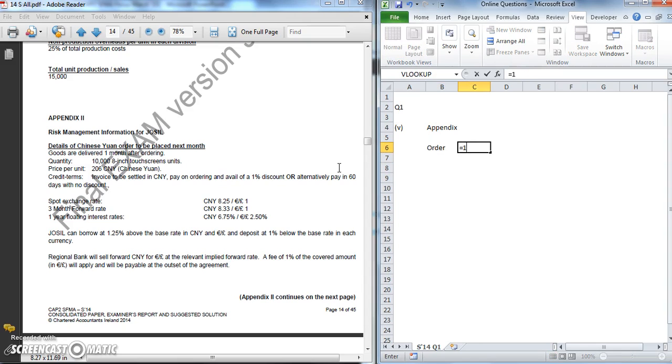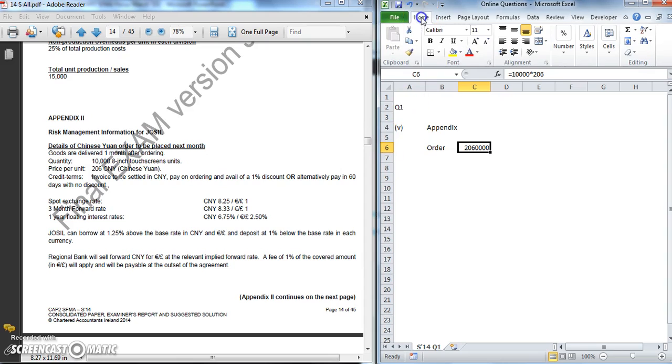The order is for 10,000 units times 206 Chinese yuan. That means the total bill will be 2 million. So just over 2 million Chinese yuan. And from that perspective then, we want to make sure that, in euro terms, we want to hedge that.